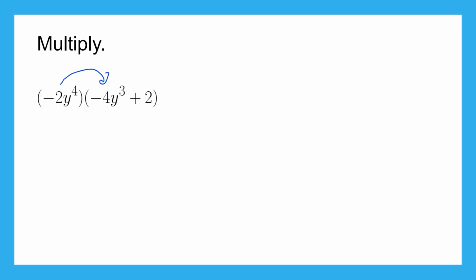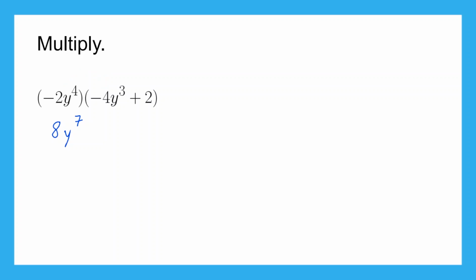cubed. And in order to do that, we need to first multiply the coefficients. So negative 2 times negative 4, just like when we multiplied monomials. Same process there. So negative 2 times negative 4 is positive 8. So we're going to say positive 8. And then y to the fourth times y to the third. How do we do that? Just like we've talked about, we need to add those exponents. So 4 plus 3 is 7. So 8 times y to the seventh.